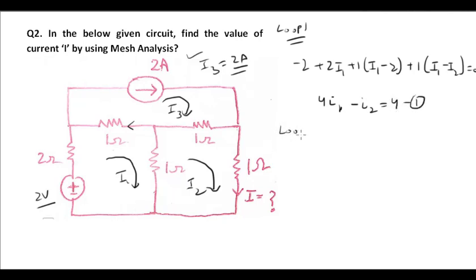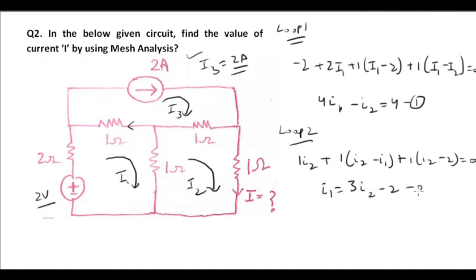Now applying KVL in loop 2, that is 1I2 plus 1I2 minus I1 plus 1I2 minus 2 ampere in I3, is equal to 0. From this you will get I1 is equal to 3I2 minus 2. This is our second equation.